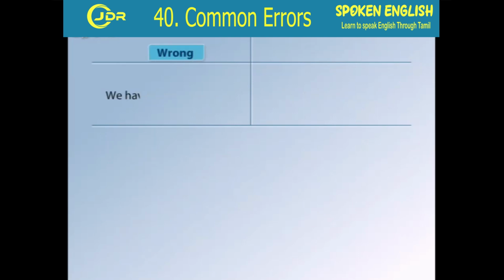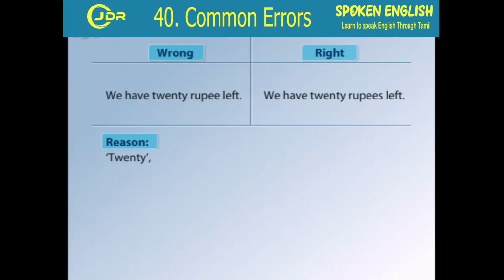Wrong. We have 20 rupee left. Right. We have 20 rupees left. Reason, 20, so rupees.